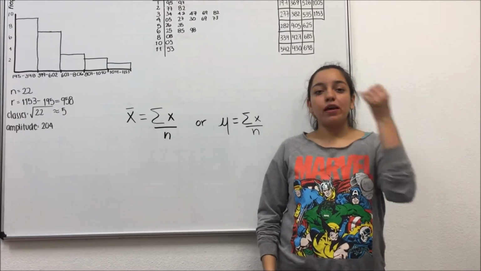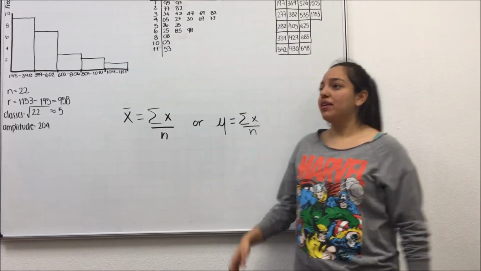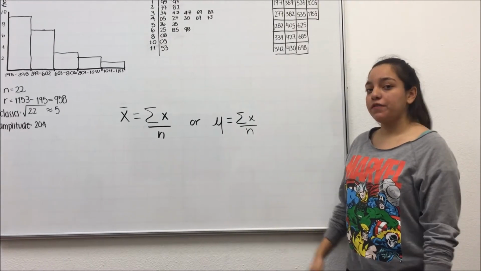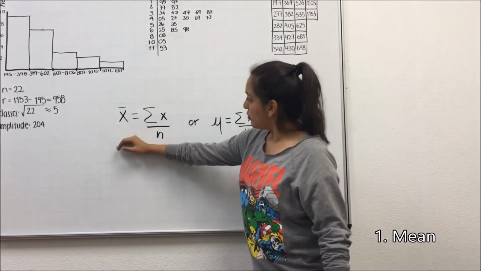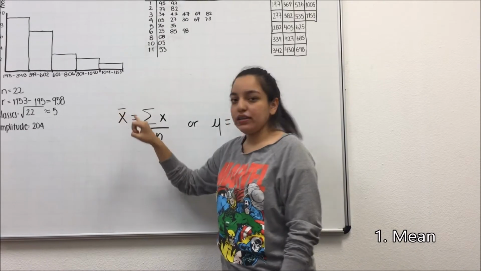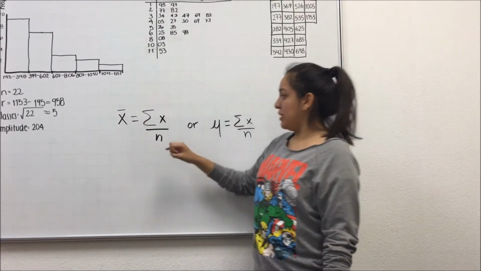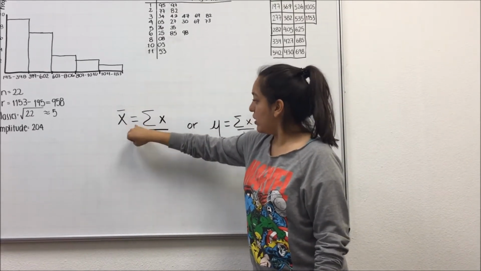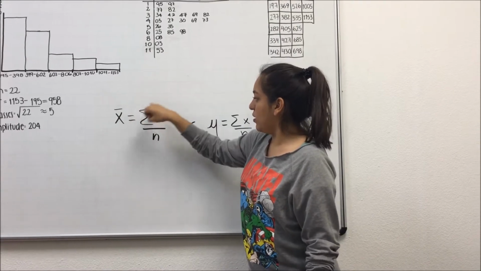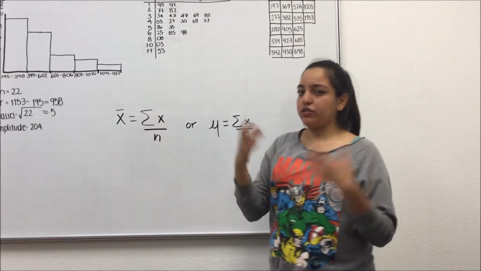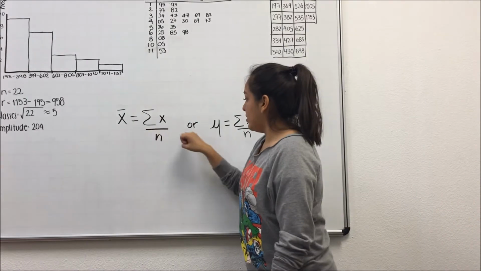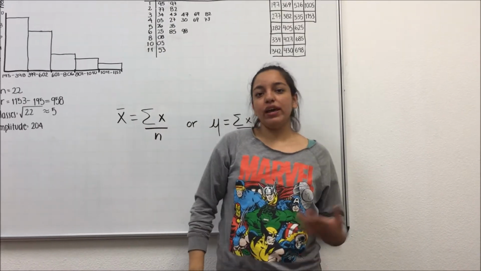The central tendency measures are values that try to describe a whole set of data. We have three: mean, median, and mode. These are the formulas for the mean. First, for a sample, we use this symbol, which is an X with a bar above it. It means that the mean equals the sum of all x's, which is all the elements, divided by n, which is the number of elements that we have.